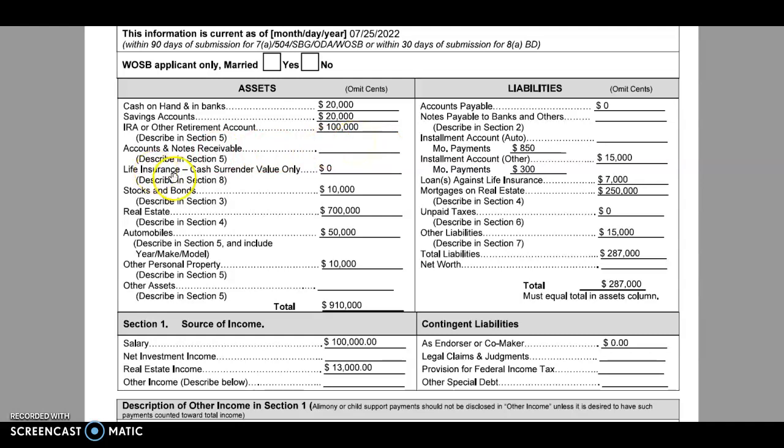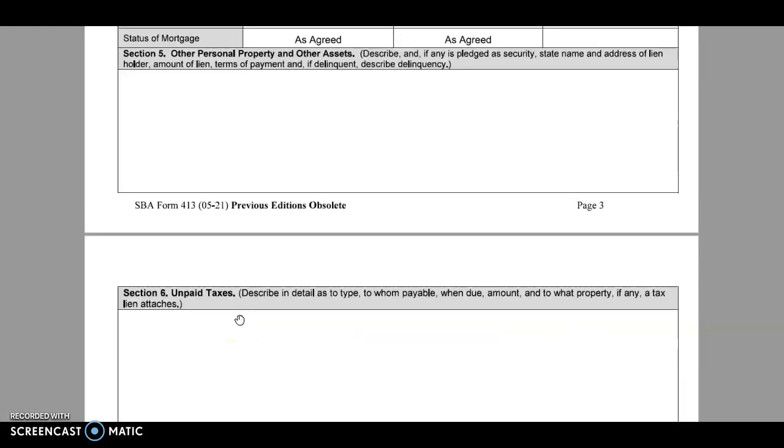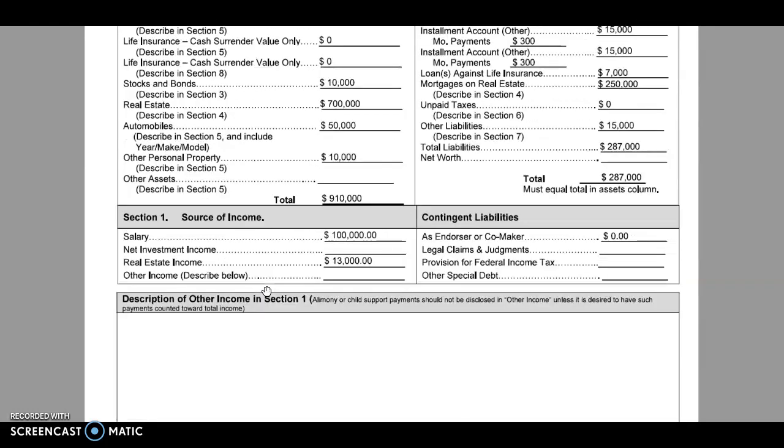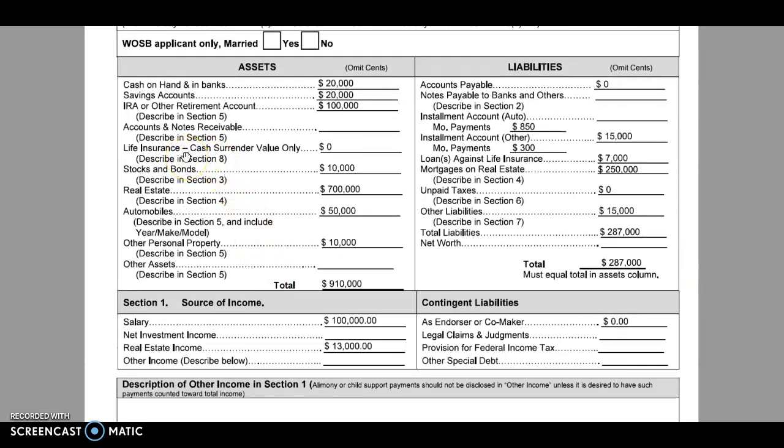Life insurance. Now, in section 8 down below is where you'd put in any sort of life insurance held. Either that's term, that's whole life, whatever the case is, list that information here in section 8. However, when you go back up to here, it's important that you understand that you're only putting in cash surrender value only. So you may have a $500,000 term life insurance policy, but there's no cash value in term life. So you're going to put 0 on here, but you're going to put under section 8 that you have a term life insurance policy for $500,000 with whatever life insurance company.